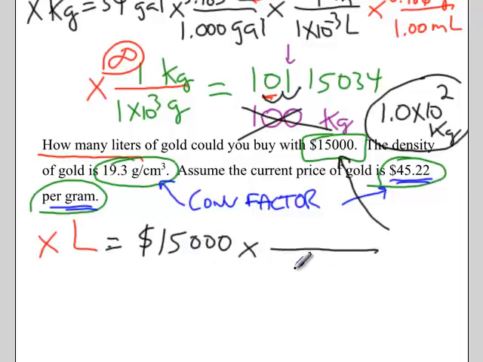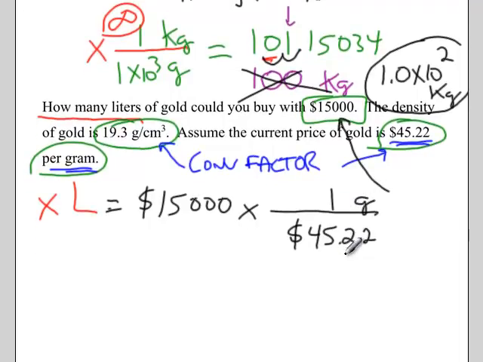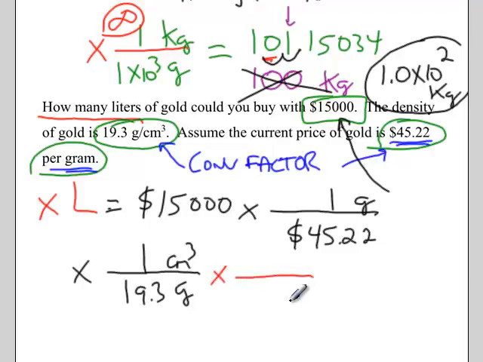Now we have to convert the dollars, and we can use the price to turn dollars into grams. $45.22 gets you 1 gram of gold. And if you wanted to put extra zeros to match the sig figs, you could do that. Now we have the mass in grams, so we're going to be able to use the density to turn grams into cubic centimeters. And it's 19.3 grams for 1 cubic centimeter. So we've used all the information in the problem.